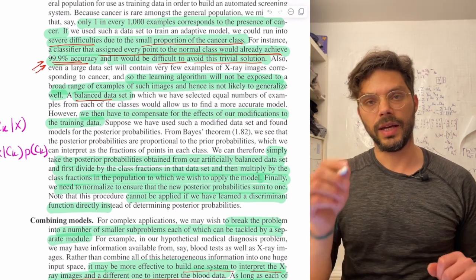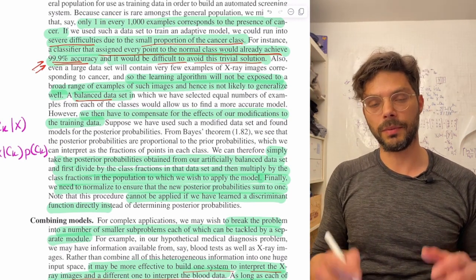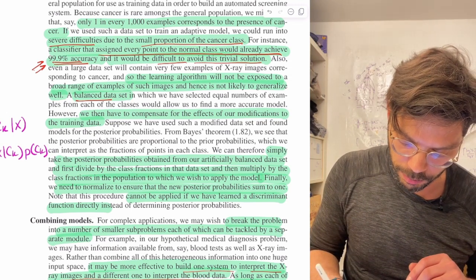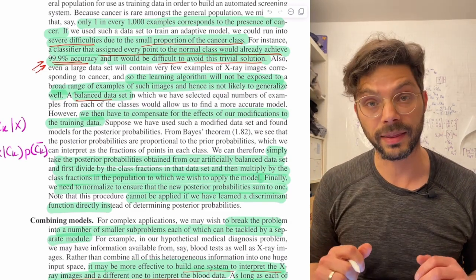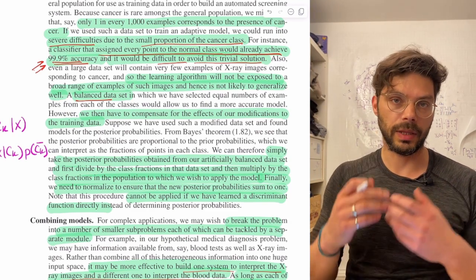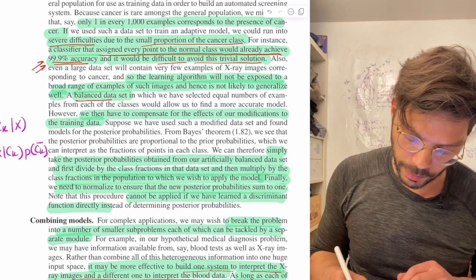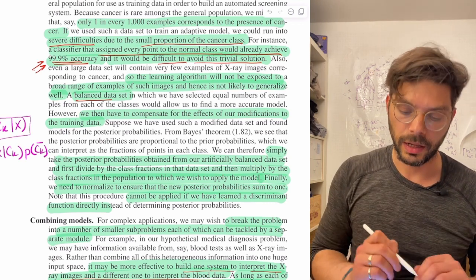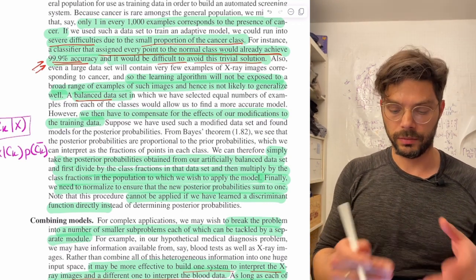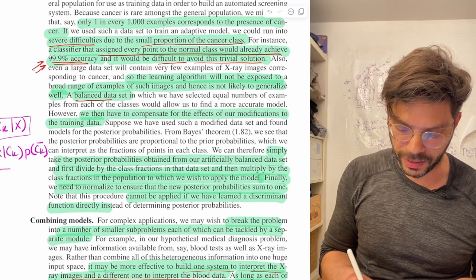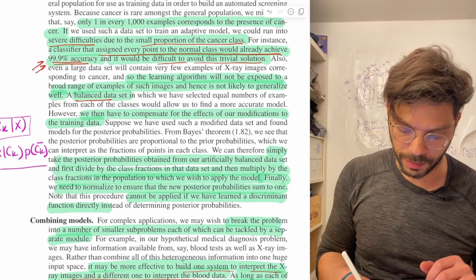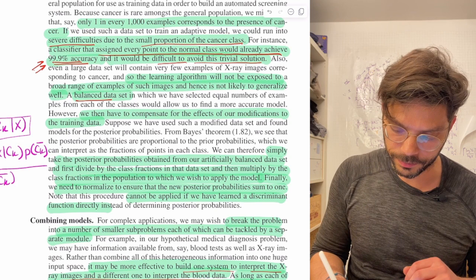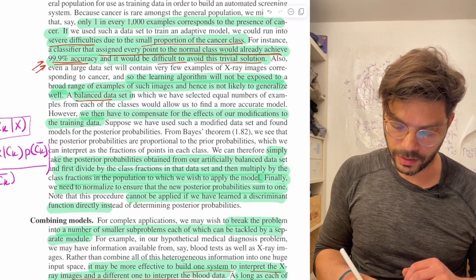Now in this particular setting, the P of C_k's that we used were actually modified. So let's put a little bar over them to indicate that we used modified priors. Once you've got this posterior, which is proportional to this product, what we'll do is divide this by P of C_k, which we know, and then multiply this whole thing.